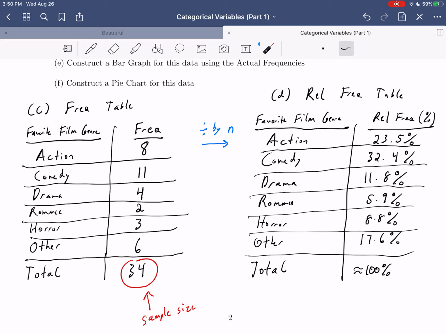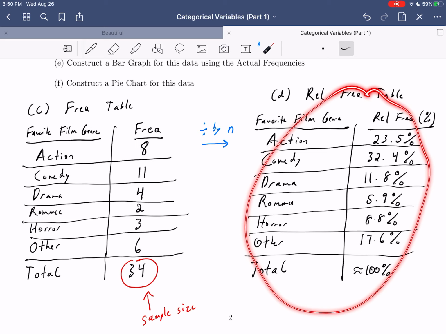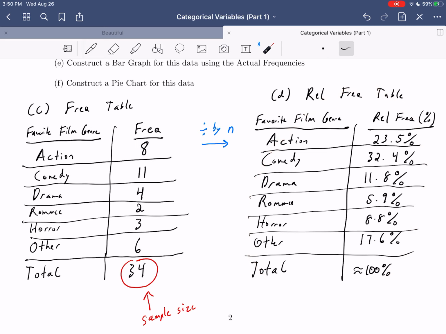All right, so in this case, we saw that it was very easy to go from the frequency table to the relative frequency table. Could we go the opposite direction? Well, obviously in this case, if we wanted to go from here to here, we could just grab this. But what if we started with this? Would it be possible to get the frequency table? Well, if you think about it, it would be reversing this.